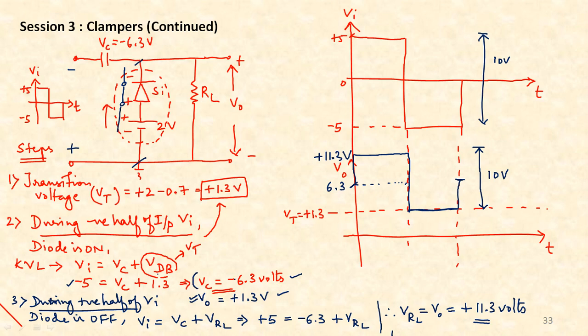What is the use of determining VC whenever the diode is forward biased? See, this value helps us during the positive half of VI when the diode is reverse biased. So it is very important for us to identify the value of VC here. Okay, fine. So that was about the fourth possible combination of a clamper circuit.